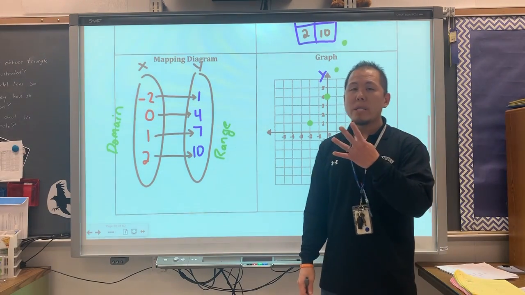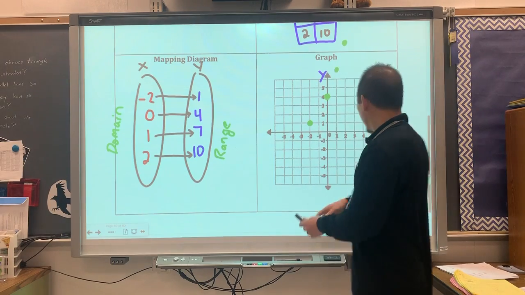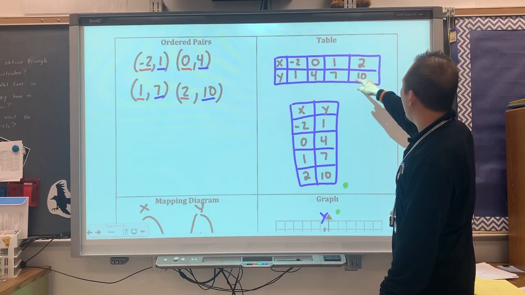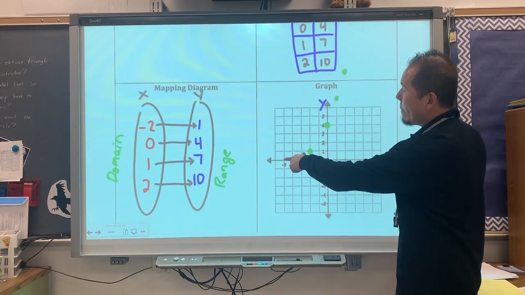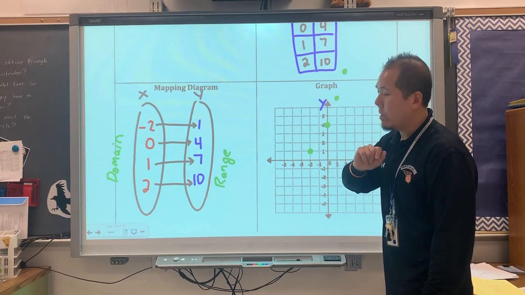So those are 4 ways to represent a function. You have your ordered pairs. Let's go back and have a look. We have our ordered pairs. We have our table. We have our mapping diagram, and we have a graph. So again, there are 4 ways to represent a function.